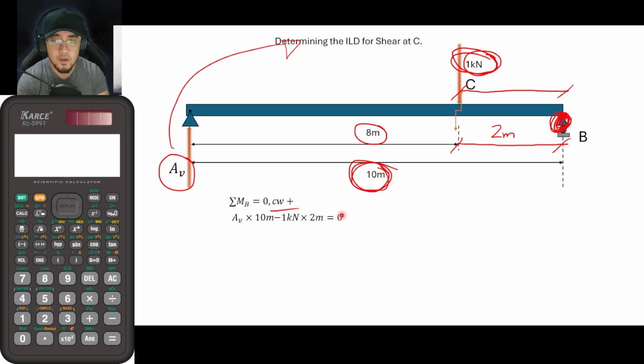So solving for AV, now looking at the calculator below me, or to your left, let me just turn this on. So that is now 1 times 2 divided by 10. Okay, so that is 0.2. So AV is now equal to 0.2 kilonewtons. However, guys, we are not really particular with AV, though we need AV to solve for the value of the shear at C. Again, our ultimate goal here is for us to get the shear at C.